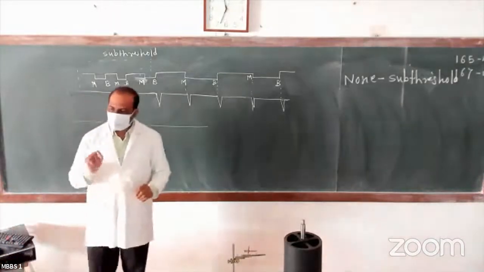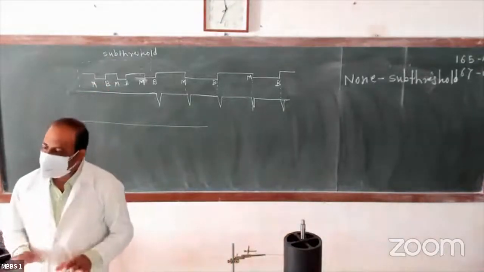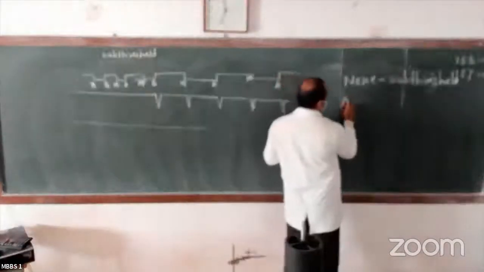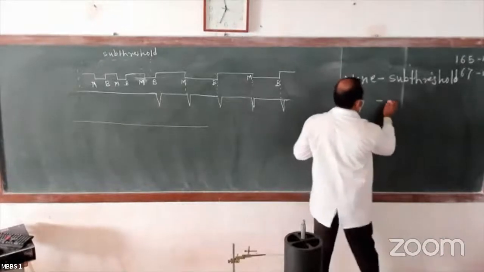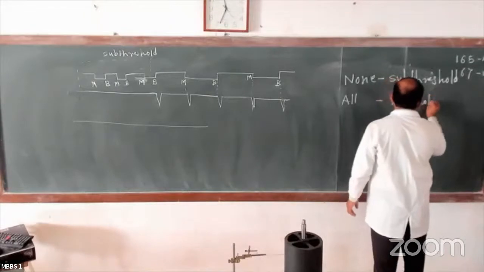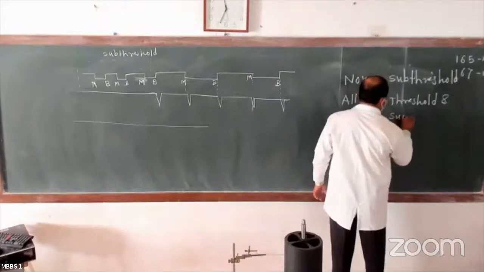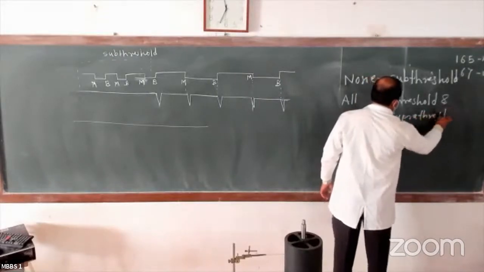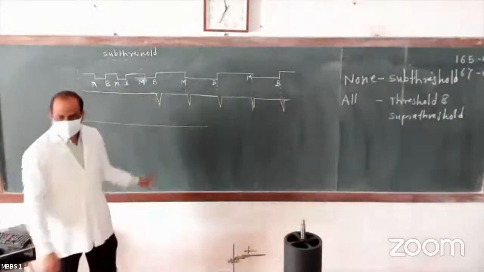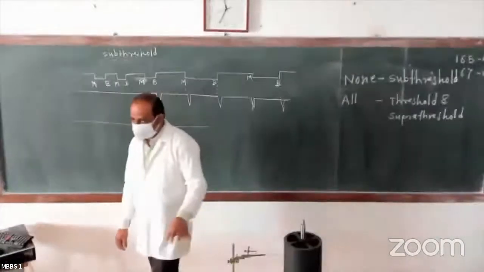It means when the strength of the stimulus reaches the cardiac muscle, it shows its whole activity, the whole response. That is called the all phenomenon, and it appears at threshold and at supra threshold. Understood? What is the all phenomenon? What is a none phenomenon? Is it clear?